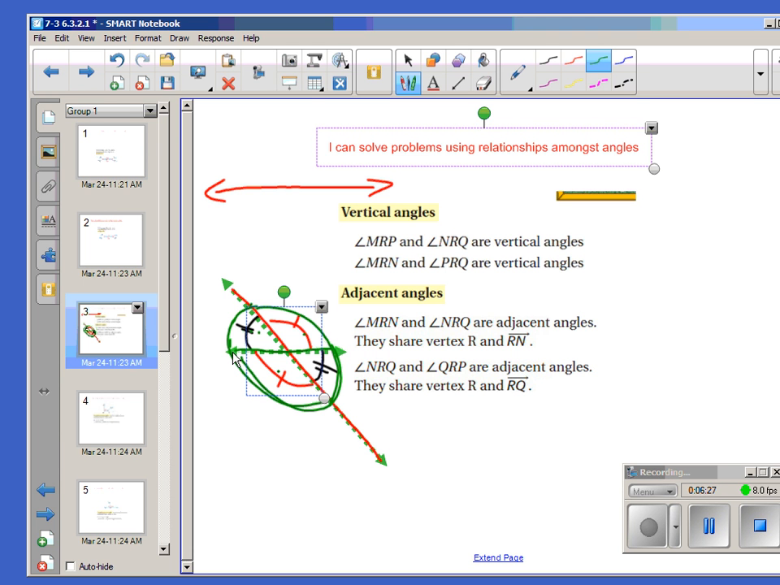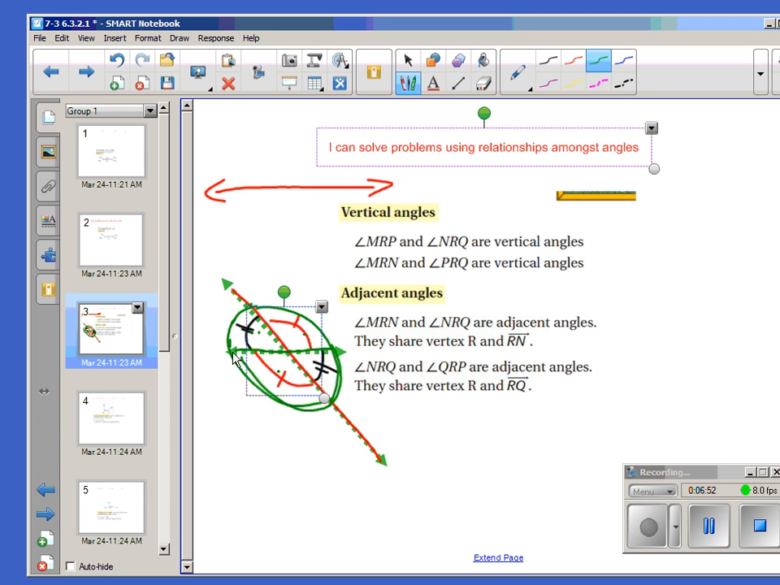Because this plus this is 180. Okay? The red plus the black is 180. Then this black plus this red has to be 180. And this red plus this black has to be 180. Therefore, these two blacks, these vertical angles, must be the same. These two reds must be the same. Make sense to everybody? Yeah.